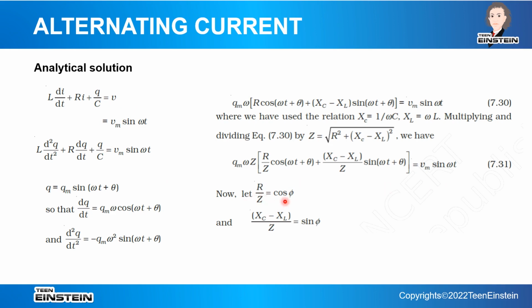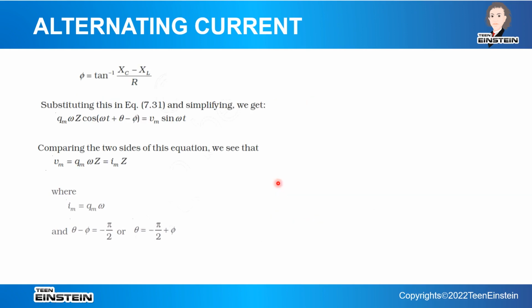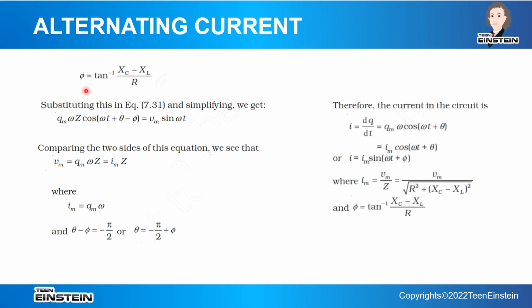Now R by Z equal to cos phi. Why is it so? Because of the right angle triangle, which we talked about already. Phi is nothing but the angle, and this is just opposite side by adjacent side, opposite side by hypotenuse. Okay. So then what is sin phi? XC minus XL by Z. We know that cos phi is R by Z and sin phi is XC minus XL by Z. So we can substitute these values here. And if you have cos phi and sin phi, you can easily find out what is tan phi. And so what is phi? Phi equal to tan inverse of XC minus XL divided by R.